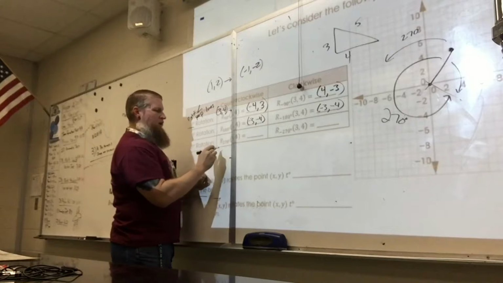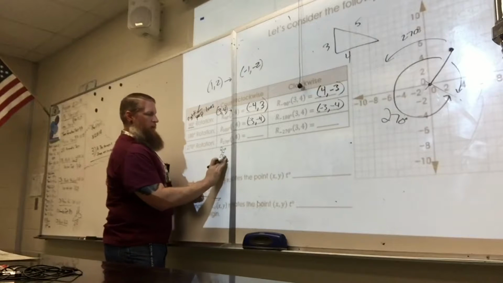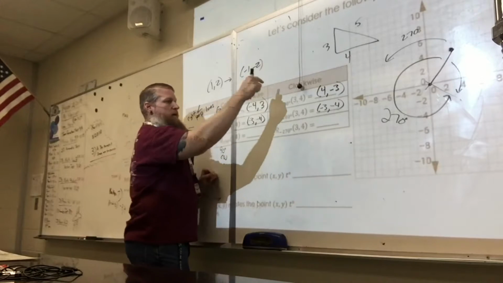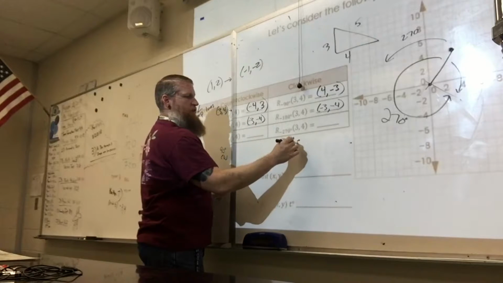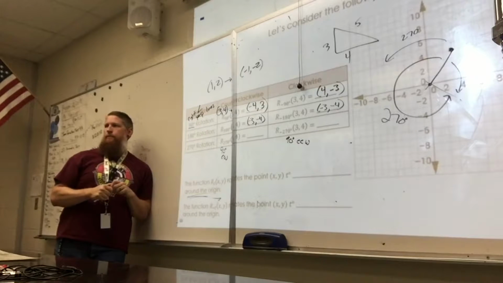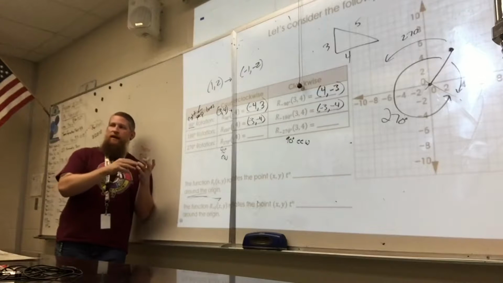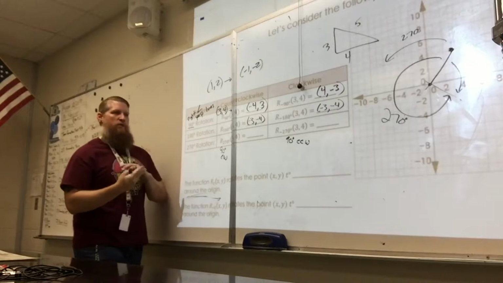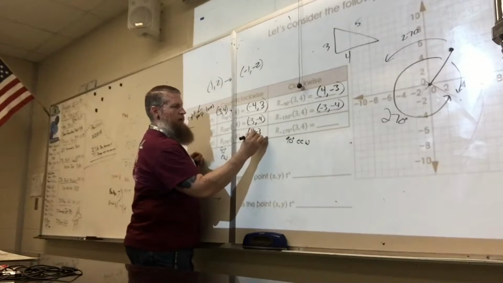270 degrees counterclockwise is the same as 90 degrees clockwise, sorry. And 270 degrees clockwise is the same as 90 degrees counterclockwise, 100% of the time. It's because the circle's 360 degrees. So if you take 90 out, you're left with 270. If you take 270 out, you're left with 90. So this here would be 4, negative 3.